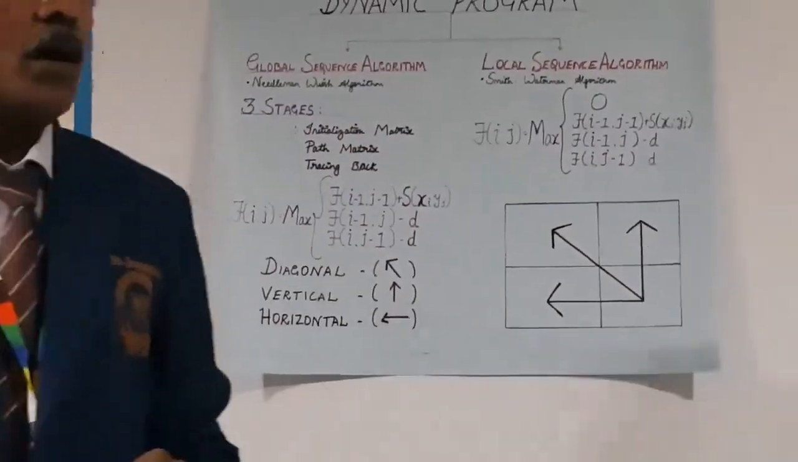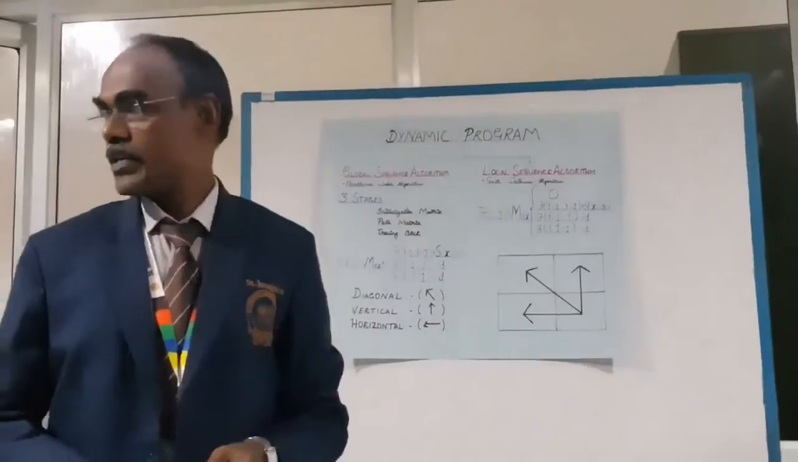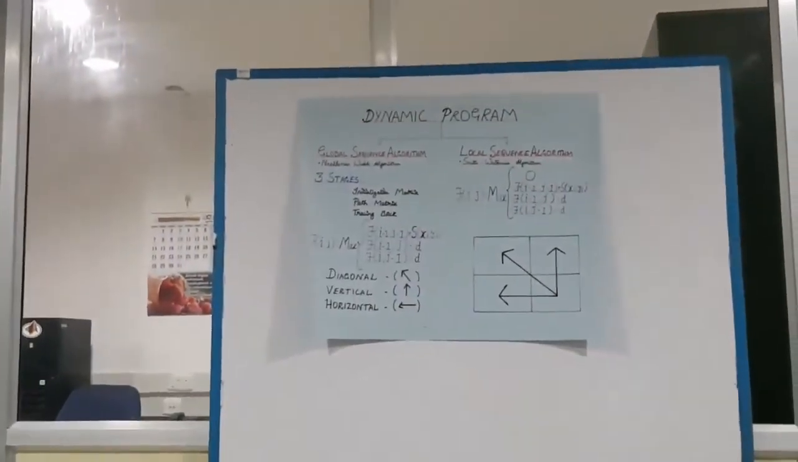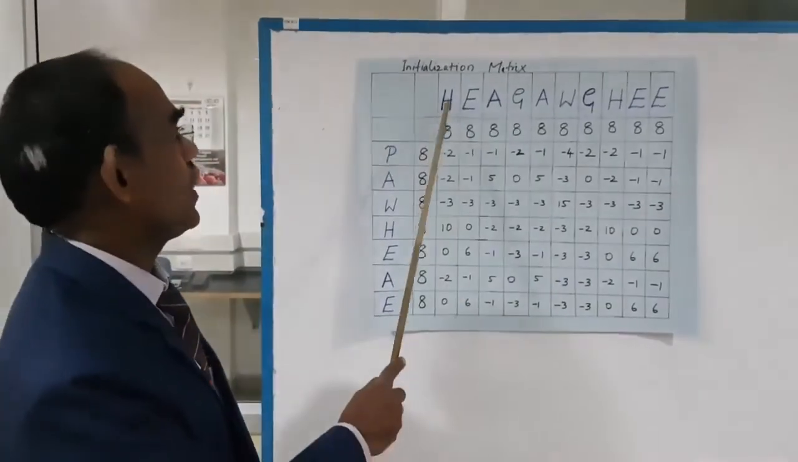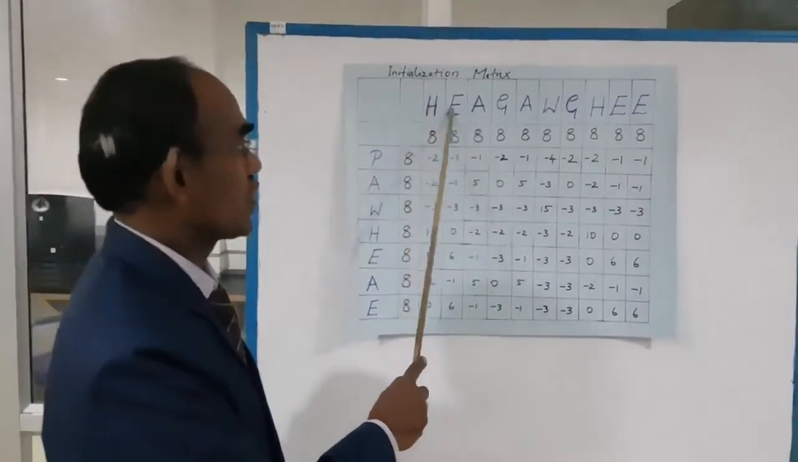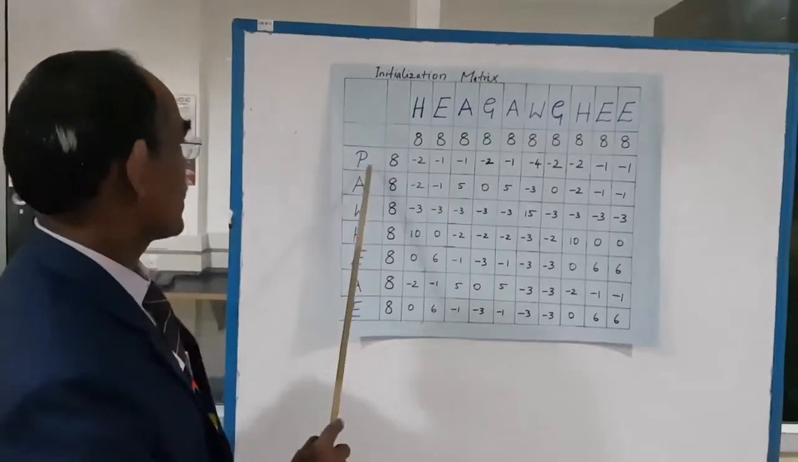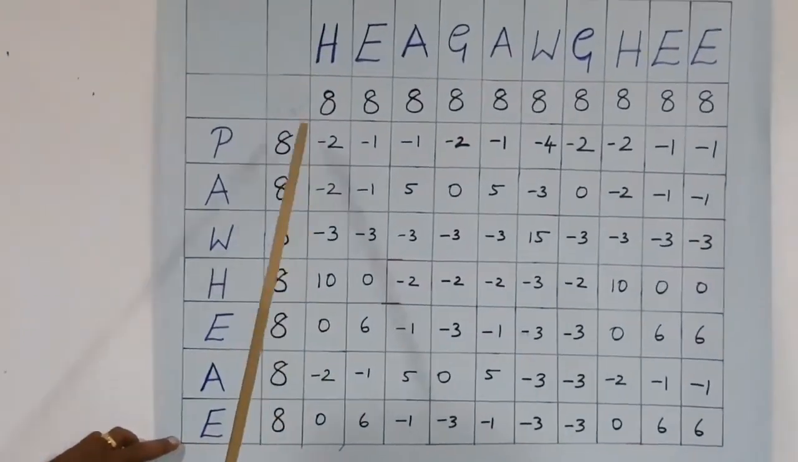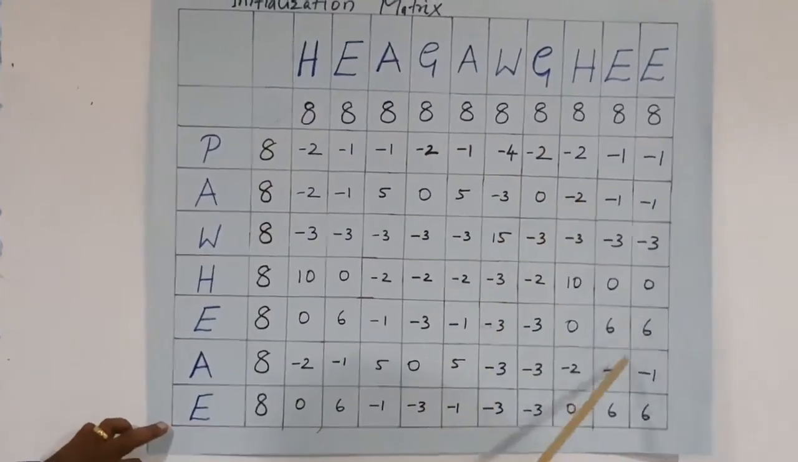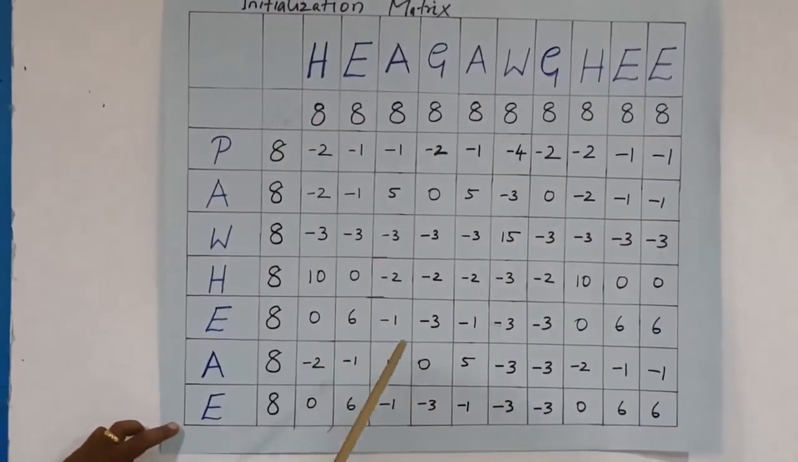Let us see how we are going to fill the initialization matrix. In the initialization matrix, we have to write down the first sequence like this, and the second sequence must be written like this, and we have to fill the cells with values. That value will be from this BLOSUM50 matrix. This is a standard matrix.